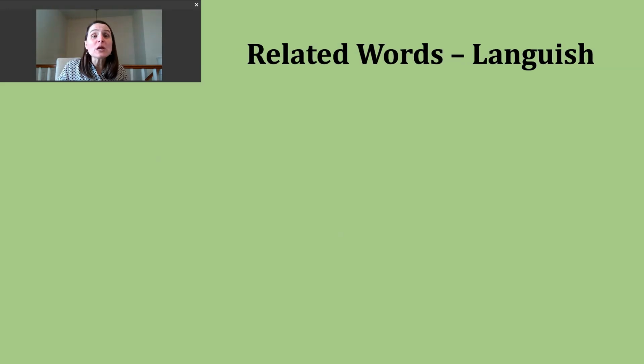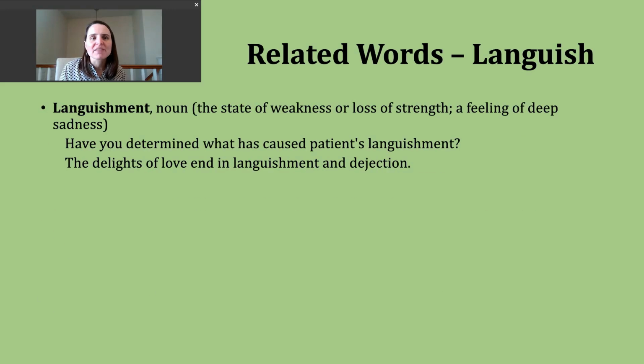Now, let's spend a moment looking at some words that are related to our verb languish. The first word we'll discuss is the noun languishment. This could be describing a state of weakness or the loss of strength. An example might be, have you determined what has caused the patient's languishment? Right, so here, again, this might be connected to someone who's been in the hospital, not getting better, in fact, maybe getting worse. A second way the noun languishment gets used is to refer to a feeling of deep sadness.